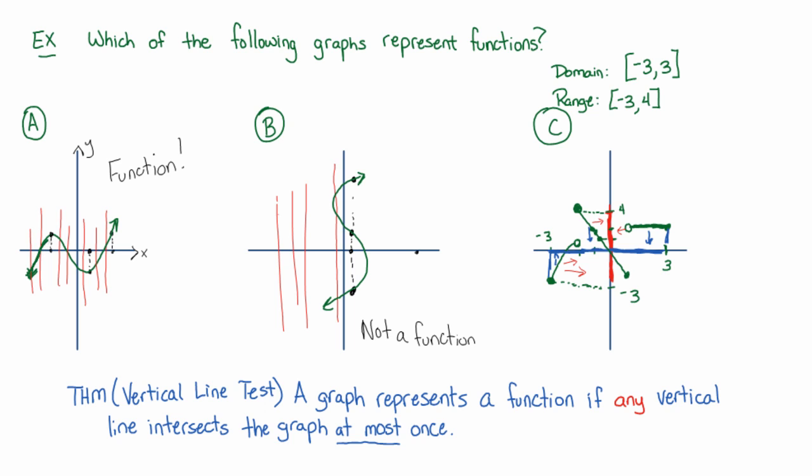So this first curve here is a function because every vertical line I tried to graph here hit this curve only once. This third graph is also a function because no matter what vertical line I try to draw, it only hits the graph at most once. Even through this part right here, because remember that circle means I missed that part of the graph, but I connect up down below. So that would be a function as well.